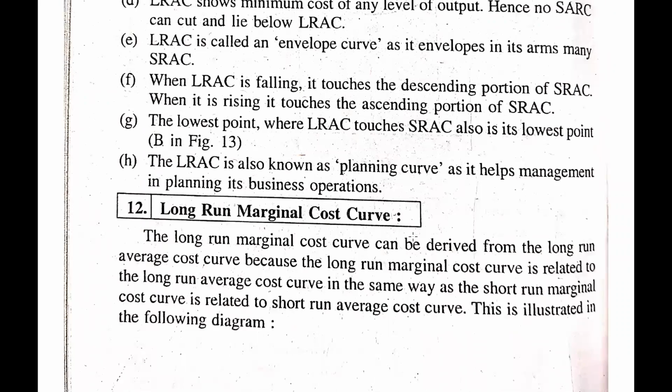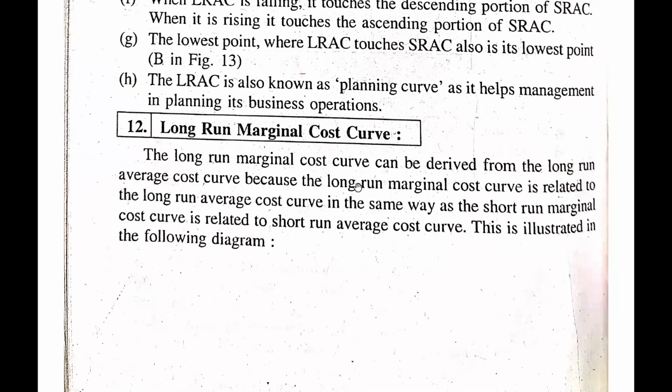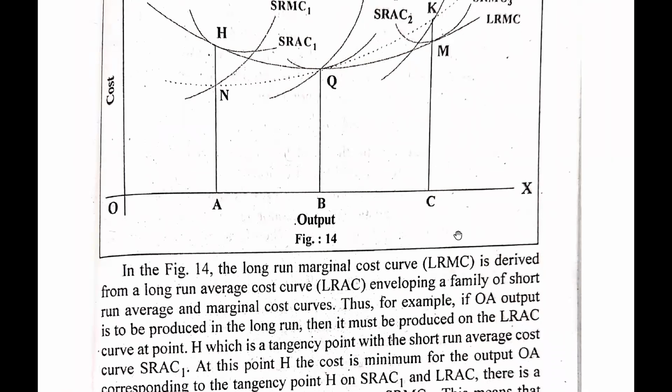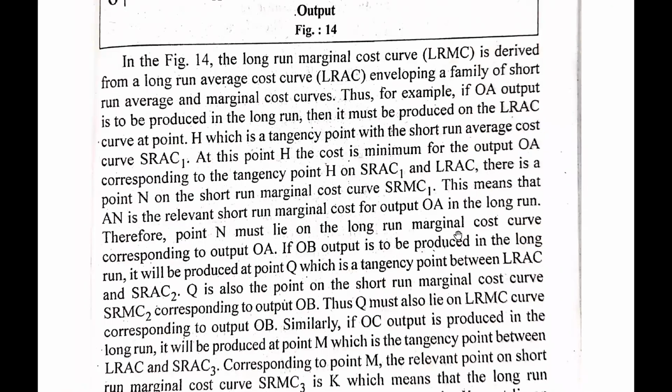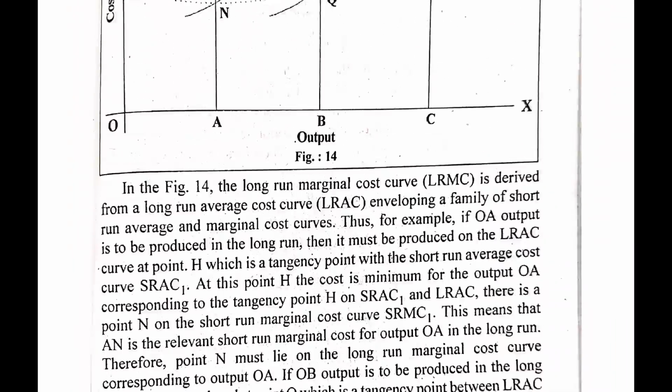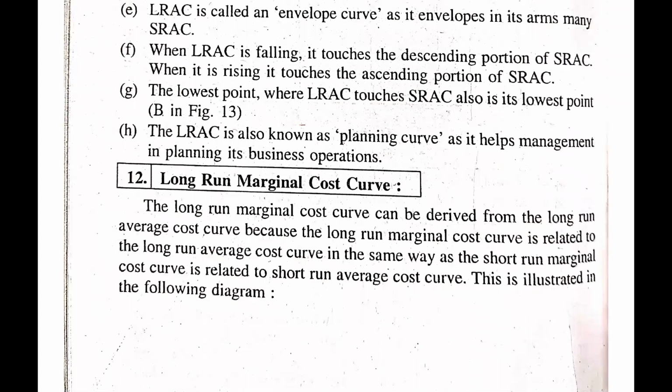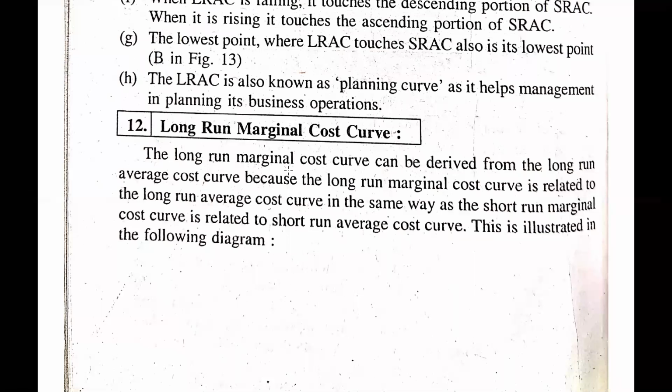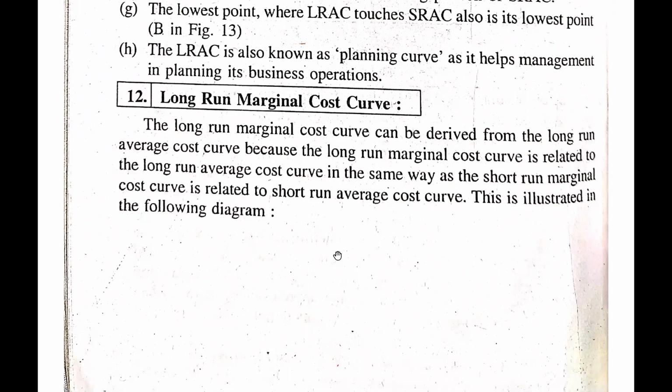Now we will move further to see the next point, that is long run marginal cost. What is long run marginal cost and how is it curved in the given diagram? So guys, let's see the long run marginal cost curve. The long run marginal cost curve can be derived from the long run average cost curve because the long run marginal cost curve is related to the long run average cost curve in the same way as the short run marginal cost curve is related to the short run average cost curve. This is illustrated in the following diagram.